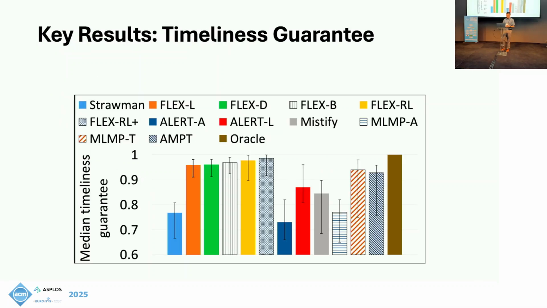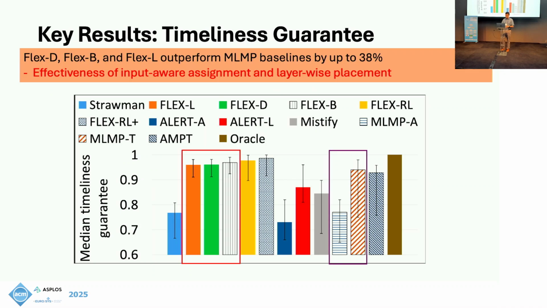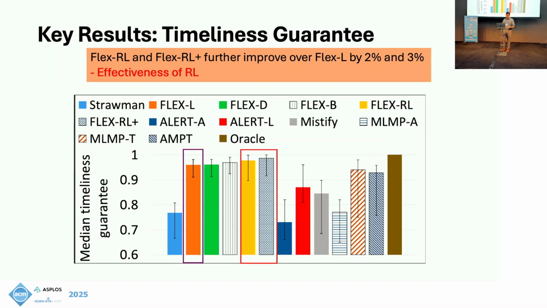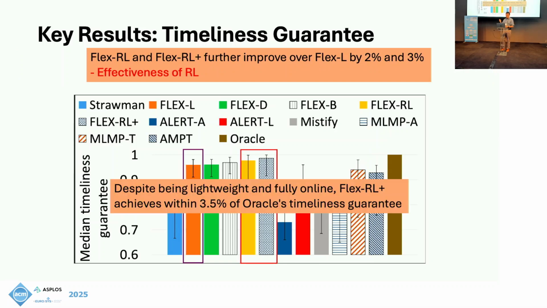First, we quantify the timeliness guarantee. Flex significantly improves the timeliness guarantee over prior methods. By incorporating input awareness and input layer placement, Flex D, Flex B, and Flex L outperform MLMP baseline by up to 38%. Further, the reinforcement learning-based method boosts the performance even more, enabling Flex RL Plus to achieve timeliness within 3.5% of the oracle, despite being fully online and lightweight.